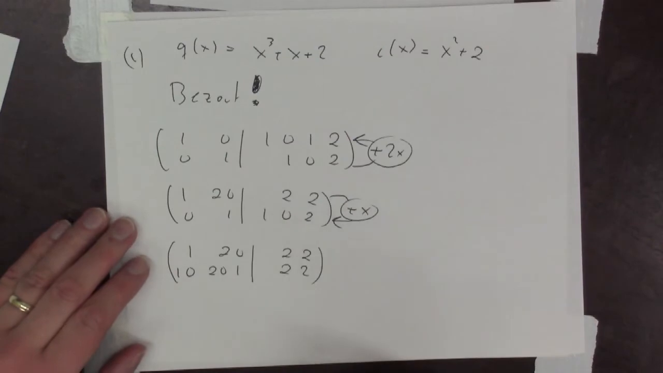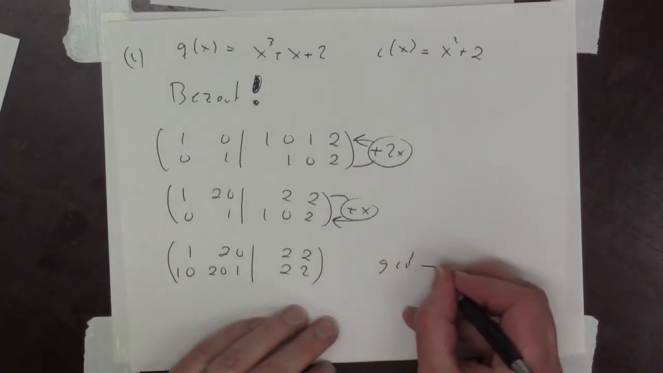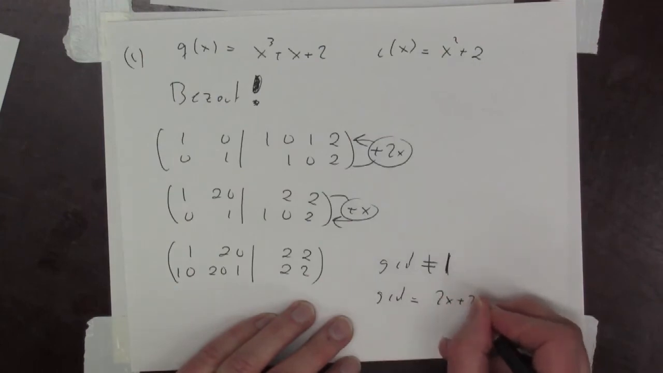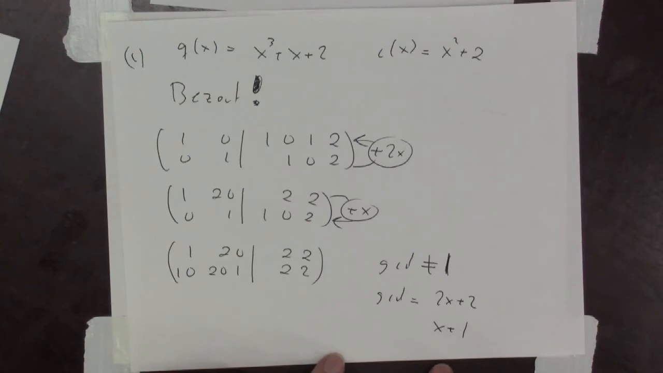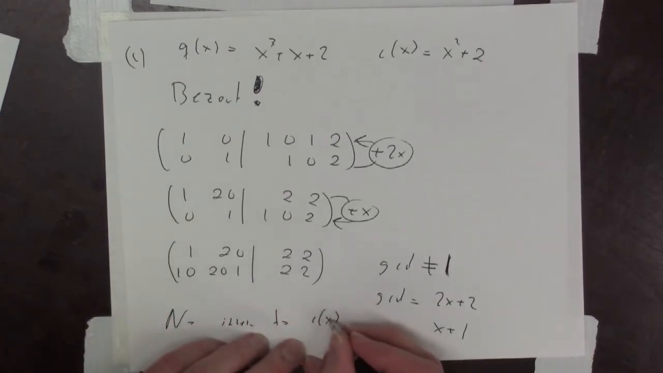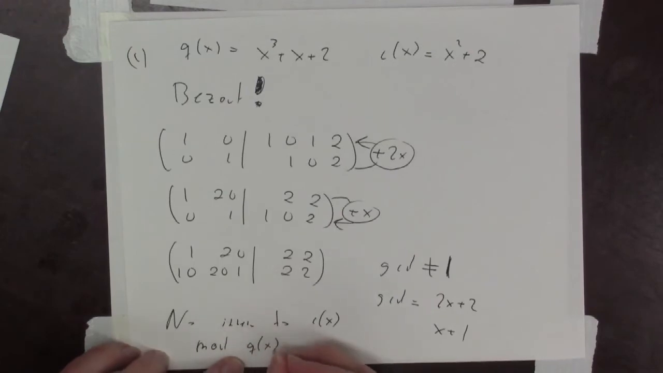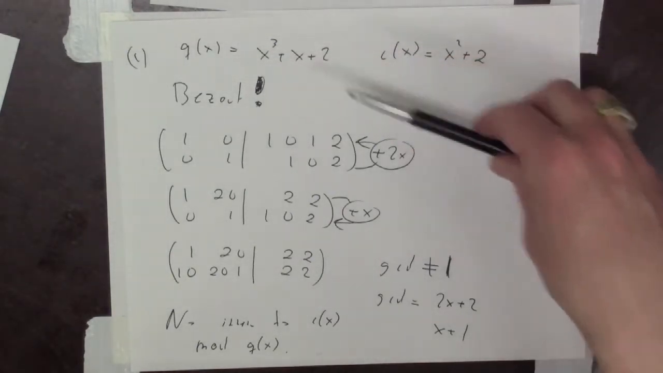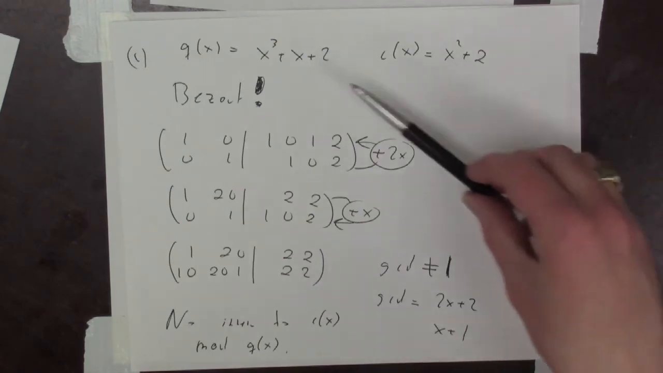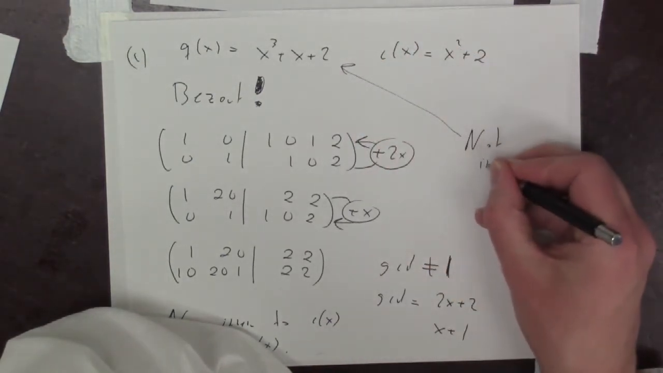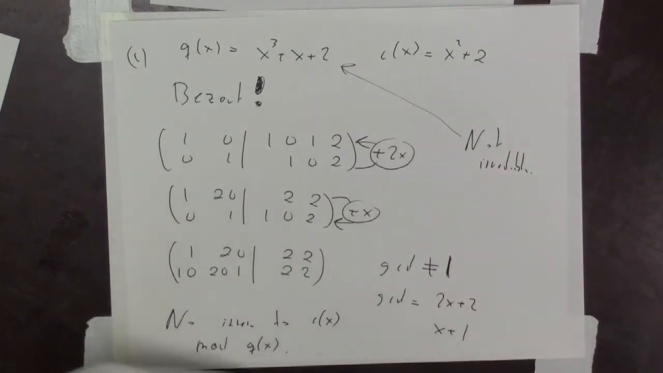2 with the 0, 2, 2. You realize now that the GCD is not 1. The GCD is 2x plus 2, or if you want x plus 1, and hence there is no inverse to c of x mod q of x. I want you to observe something here: x plus 1 is in fact a factor in here. Well, x plus 1 says that minus 1 is a root, and you look here, you see the fact minus 1 is a root here. So you see that q of x is not irreducible. So counting mod q of x is not a field.